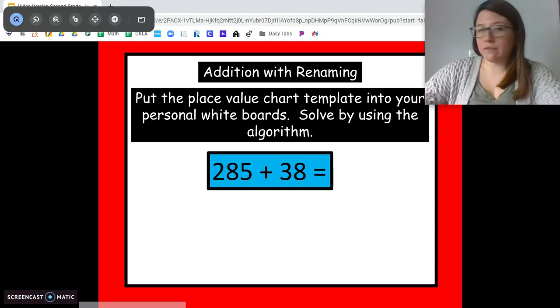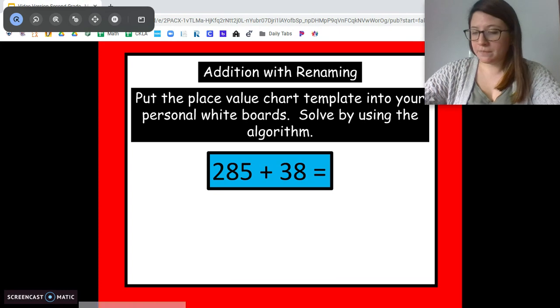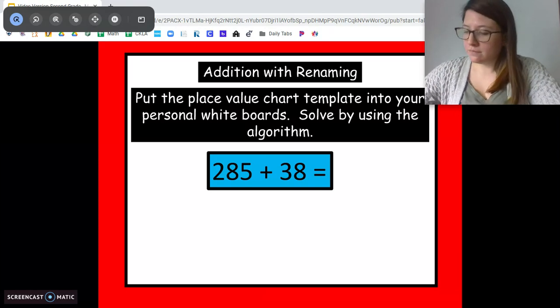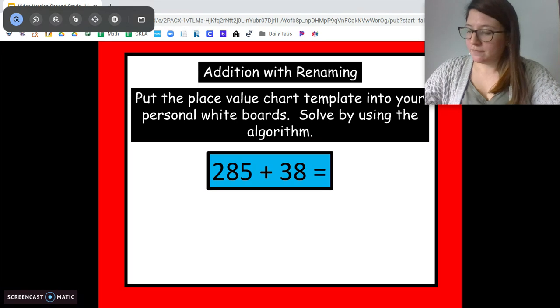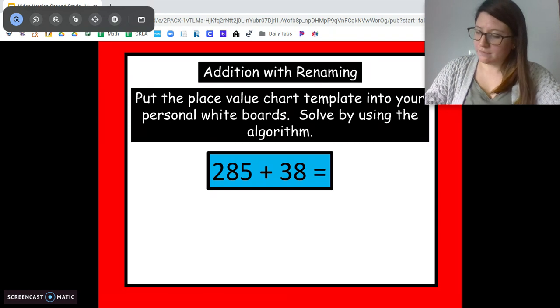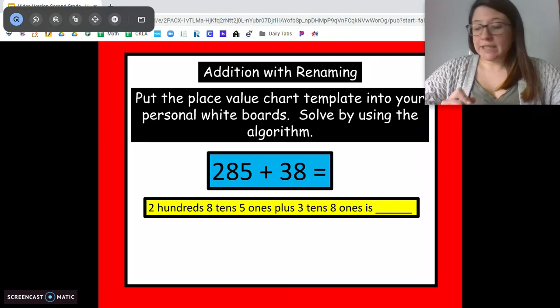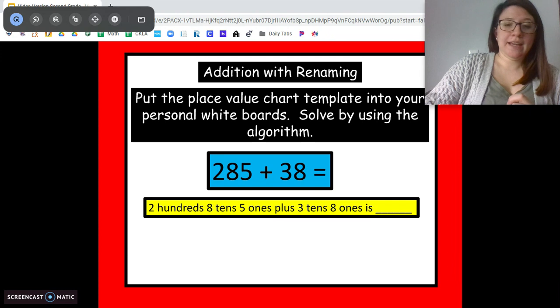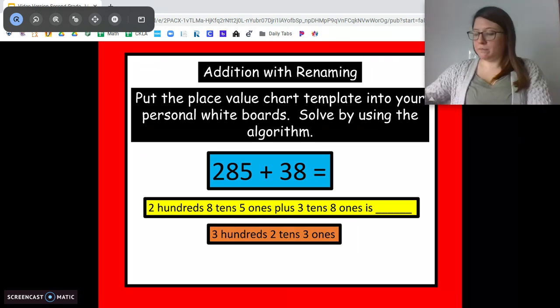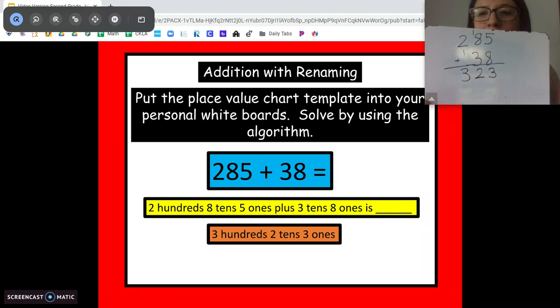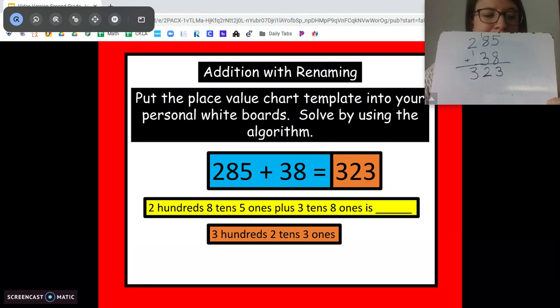All right, let's try this one. 285 plus 38. I'll solve this one with the algorithm. But again, if you want to use the place value chart, by all means, go ahead. All right, let's go over it. So we're going to add 2 hundreds, 8 tens, 5 ones, plus 3 tens, 8 ones, gives us 3 hundreds, 2 tens, 3 ones. There's how you would solve it with the algorithm, which gives us 323.